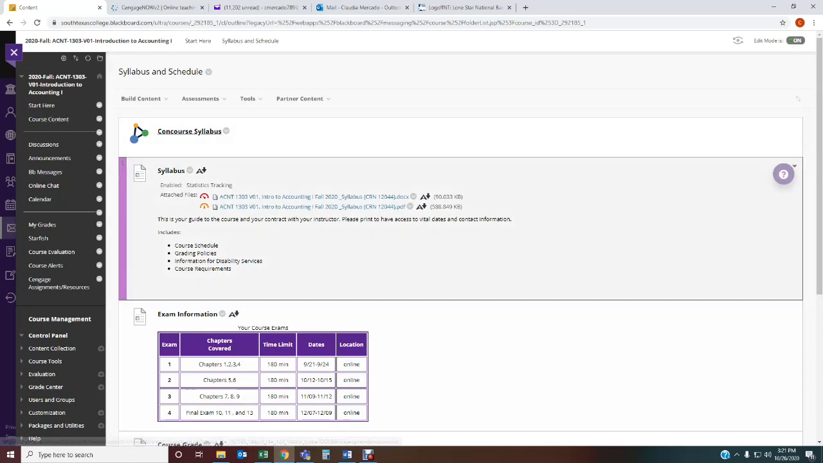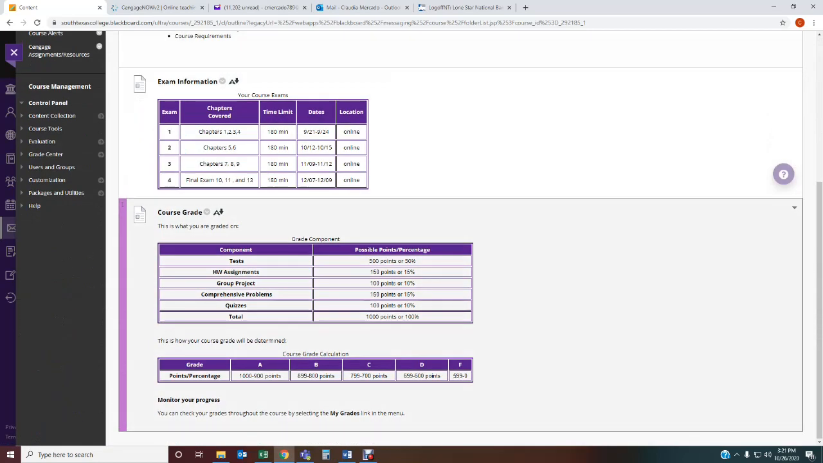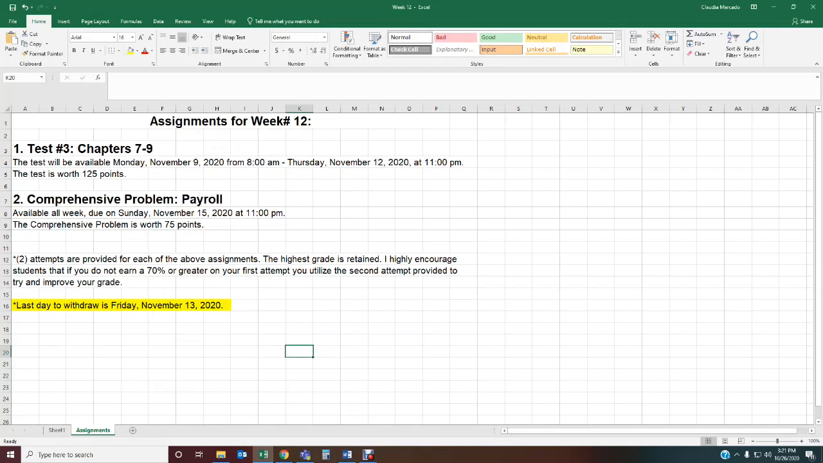So that is how you determine your standing in the course. Remember, the last day to withdraw is Friday, November the 13th, so that you don't miss the deadline. That is just a quick overview of what we're going to be covering week 12. Those 2 important assignments: Test 3 will only be available Monday through Thursday, and your comprehensive problem dealing with payroll is due on November the 15th.